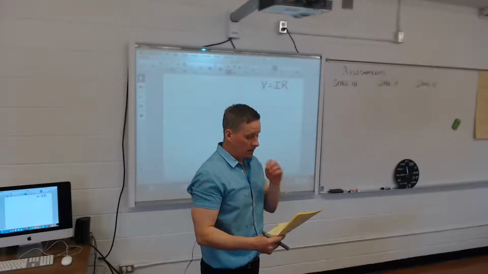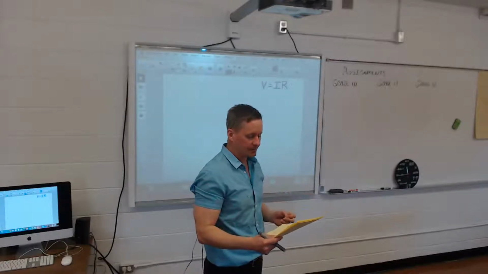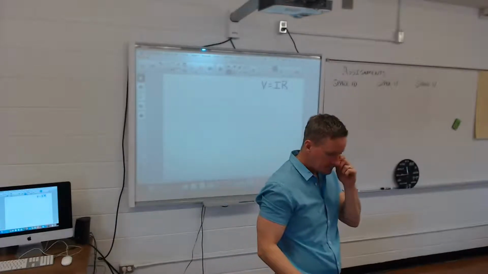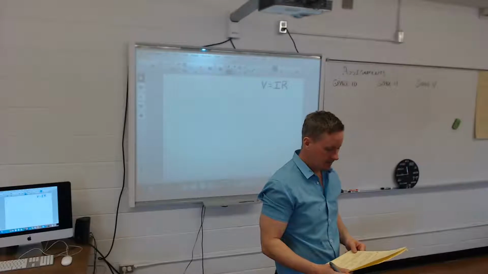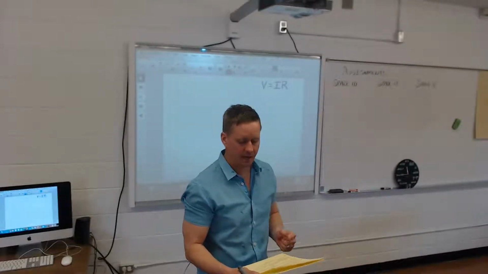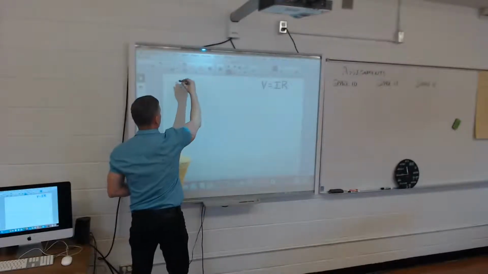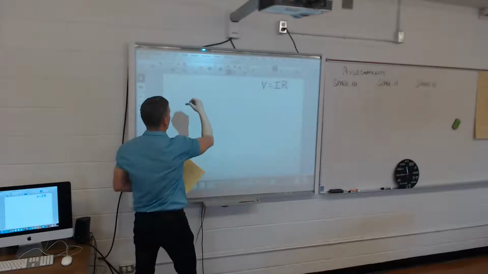So when we're talking about the energy of an electric current, energy can be defined as work being done. One joule of work is done when 1 coulomb of charge is moved through a potential difference of 1 volt. So we're going to look at a few ways in which we can calculate how much work is done or how much energy is used.